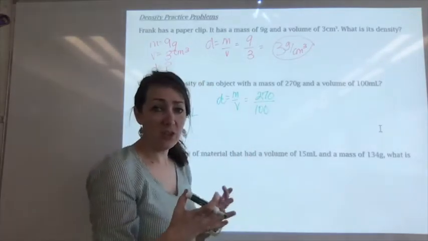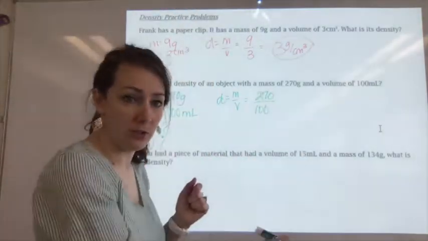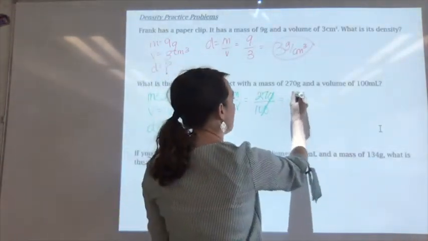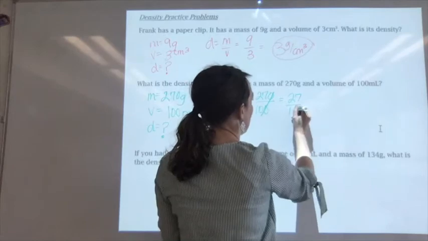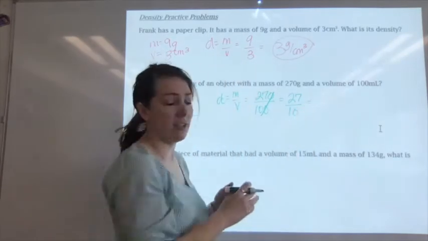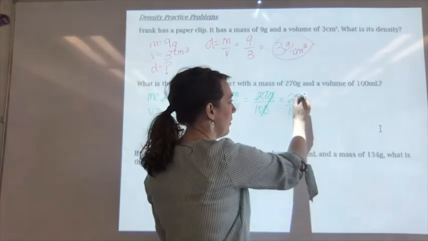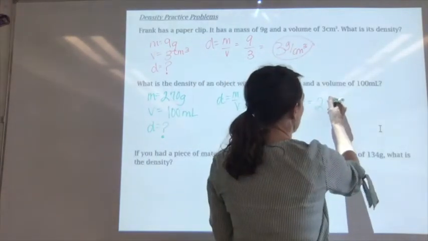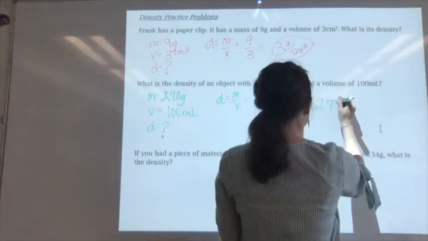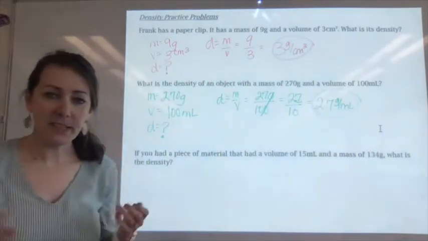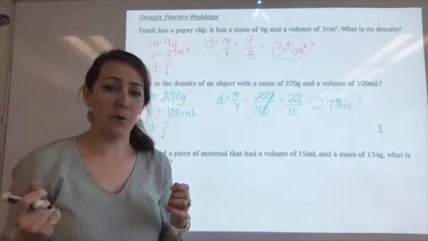One thing I like to do is if I have those zeros, I just chop them out. So I can get rid of both those zeros and reduce it to 27 over 10, 27 divided by 10. We're just going to move that decimal point over. 2.7 grams per milliliter. Is that what you got? All right, try one more.